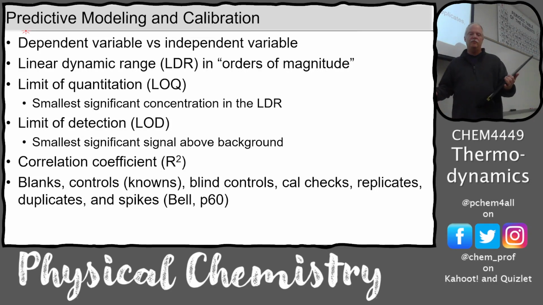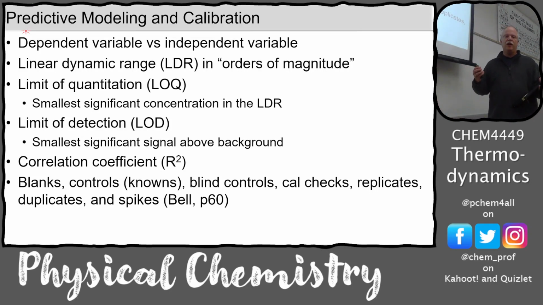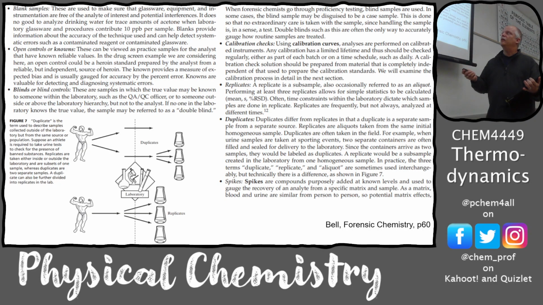And then you have other terms too, like blanks and controls, blind controls, cal checks, replicates, duplicates, spikes. These are all of the vocabulary of analytical chemistry. And I've got a page from the textbook that's available on Blackboard. I just wanted to clear up the differences between replicates and duplicates.